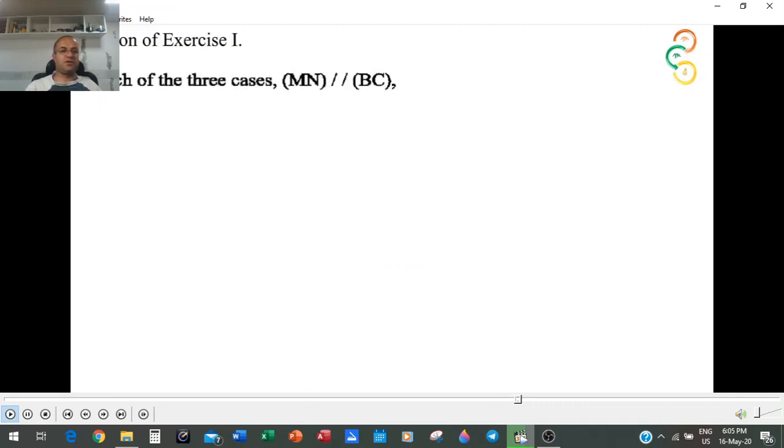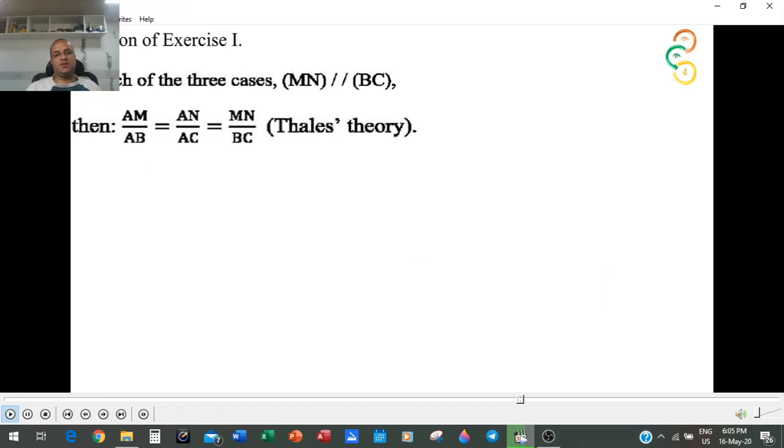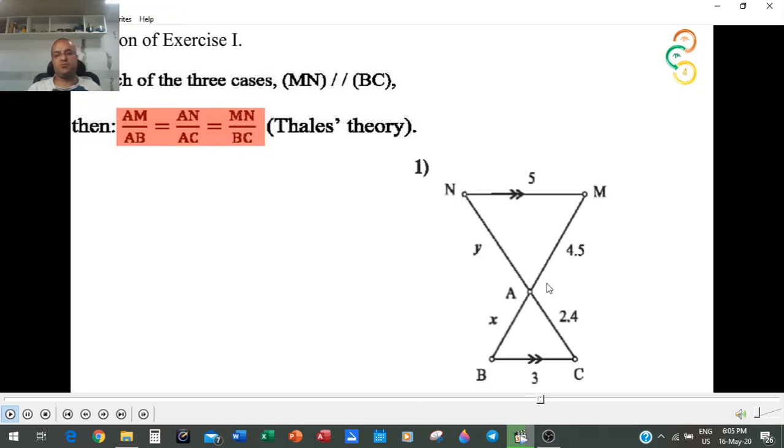Solution of exercise 1. In each of the three cases, in general, not to repeat it in each part, we have MN parallel to BC, so Thales theorem: AM over AB equals AN over AC equals MN over BC. As you can see here, these four segments start with the same point, which is A, so we can continue it to say MN over BC.